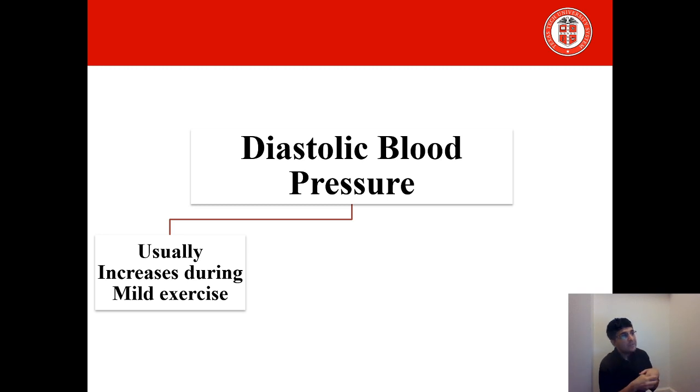What I mean by mild exercise is that we are classifying exercise based on intensity, depending upon the WHO classification of exercise based on heart rate, MET, etc. So typically, if the heart rate is around 100, it means the person is doing mild exercise. So there is activation of the sympathetic system everywhere. So the diastolic blood pressure increases because the peripheral resistance increases.